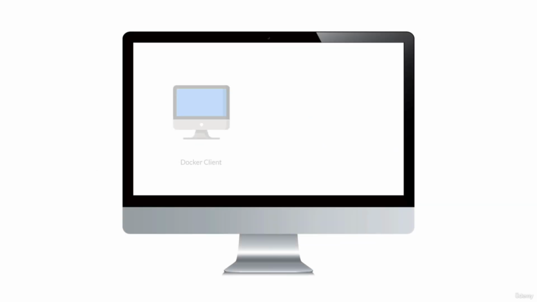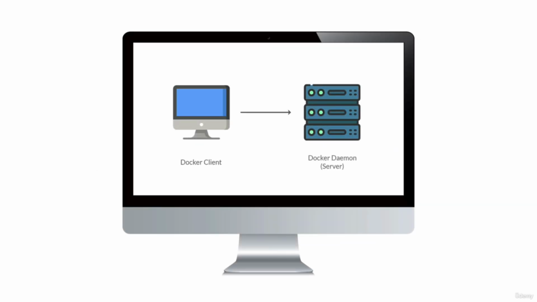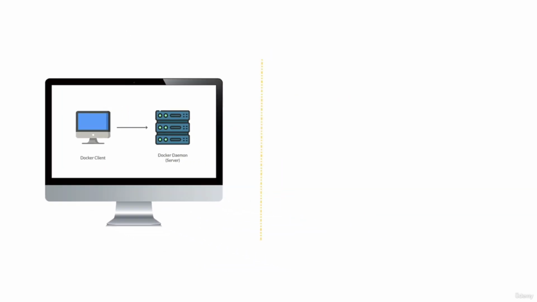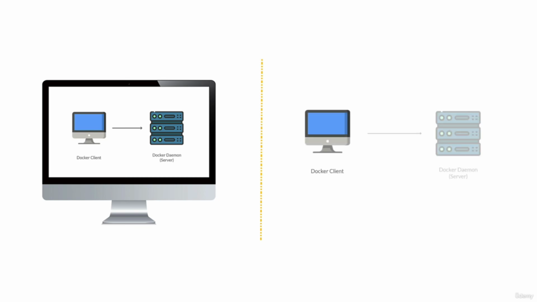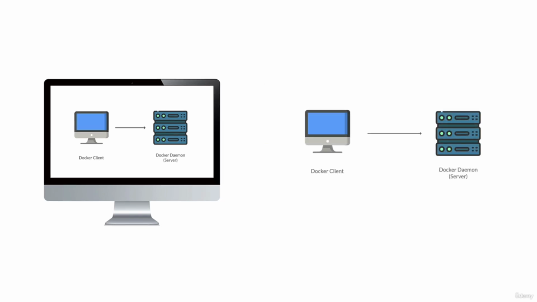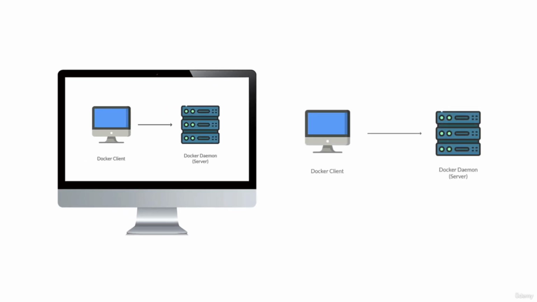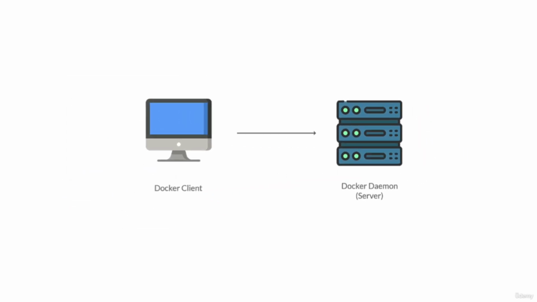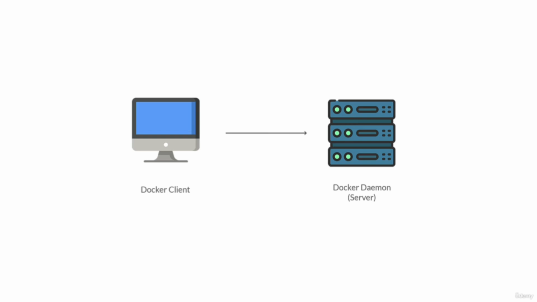The Docker client and daemon can run on the same system, or you can also connect a Docker client to a remote Docker daemon. In most cases, you will have the Docker client and daemon installed on the same system. But in production, you may want to keep the Docker client and daemon on separate machines to avoid any extra load on the server running your containers.